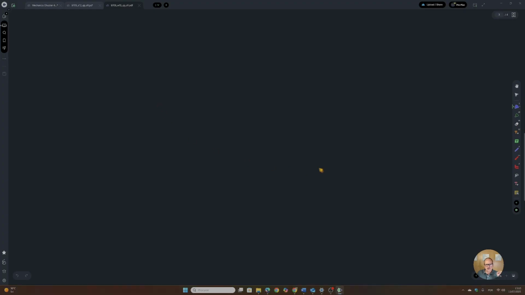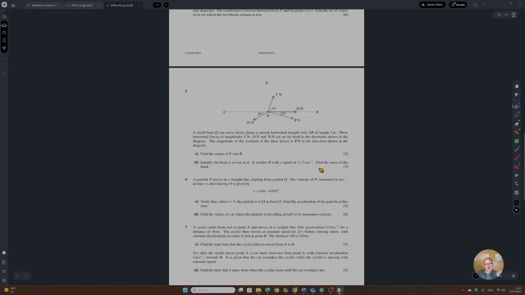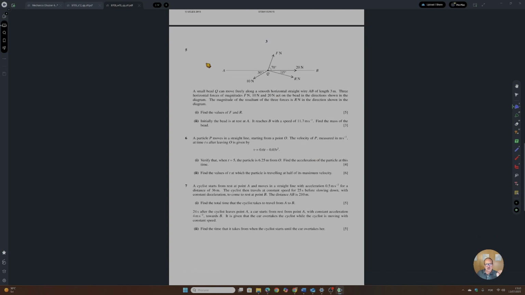Next question. This is from winter 2015 paper 41, and it's question 5. A small bead Q can move freely along a smooth horizontal straight wire AB of length 3 meters. Smooth again, no friction. 3 horizontal forces of magnitude F, 10 newtons and 20 newtons, act on the bead in the directions shown in the diagram. The magnitude of the resultant of the 3 forces is R newtons in the direction shown in the diagram. Find the values of F and R, and then we'll look at question 2.